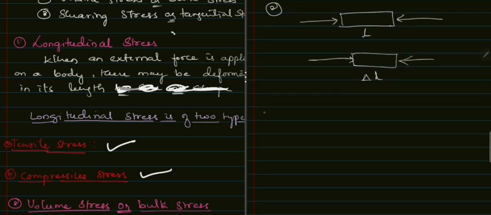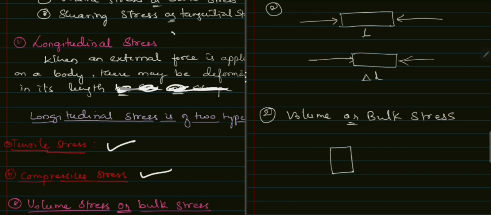Now the second one, that is volume stress or bulk stress. What is the bulk? Bulk means all together, a number of units or a number of forces acting on the body. Let us take one example. This is the box. If I apply the force on this piece, it means that force is only on one area. That gives any one of the stresses, tensile or compressive stress here.